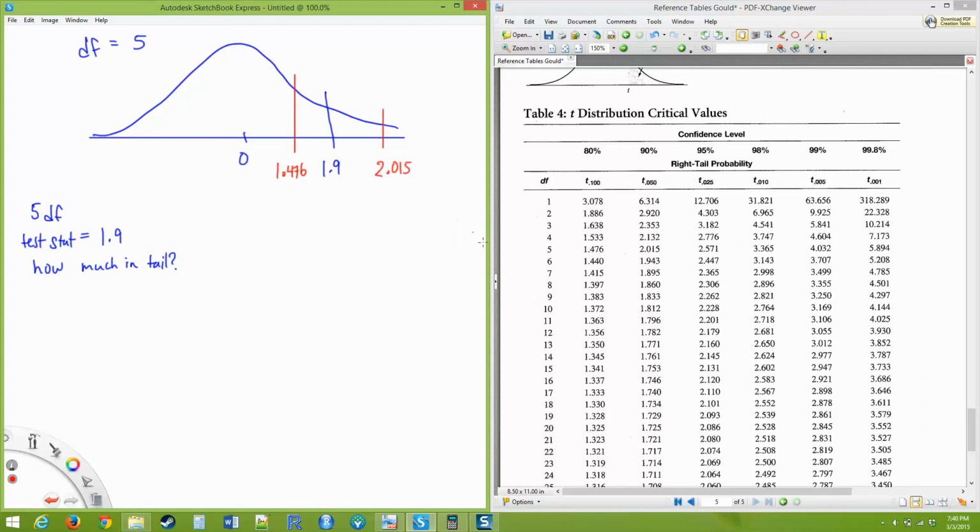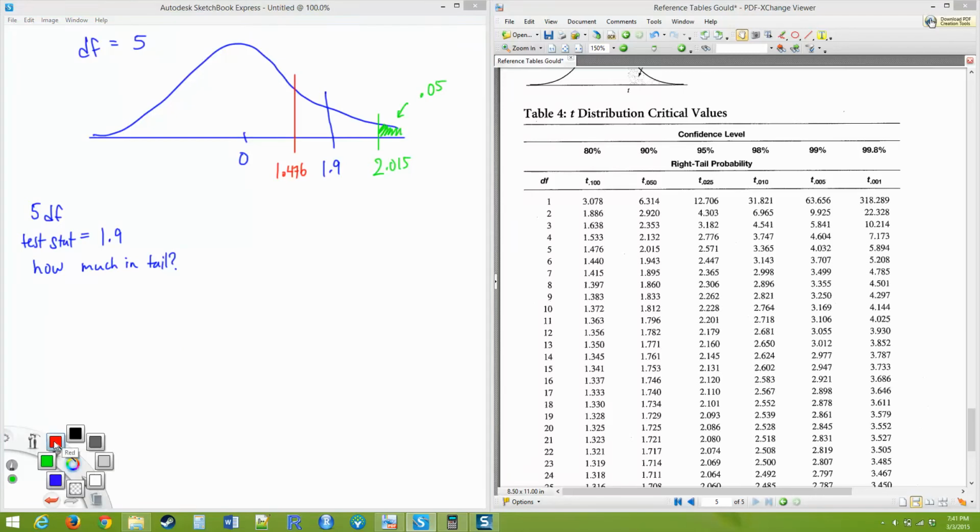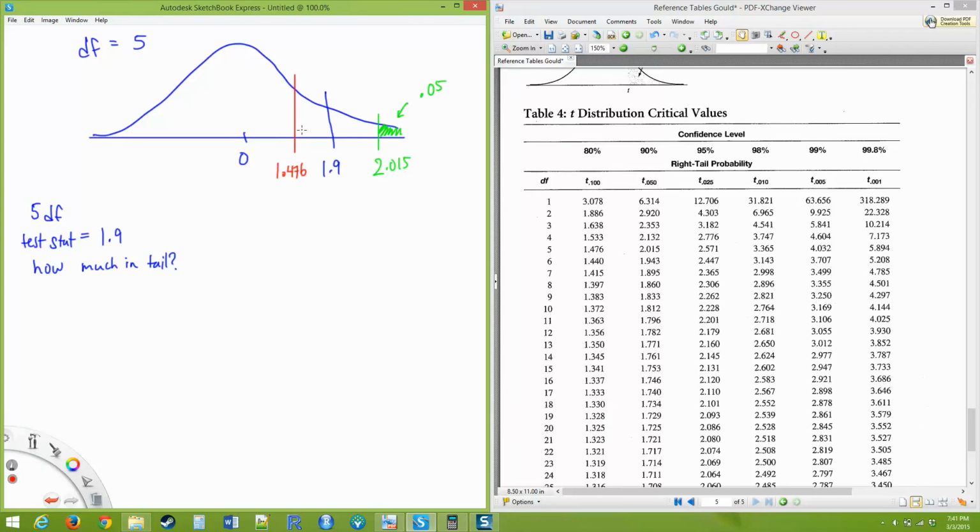And what the t-table tells me, actually let me use a different color, is that at 2.015, the area that I have in my tail is 5%, and yet at 1.476, the area I would have in my tail is equal to 10%. Is that part clear to everyone?